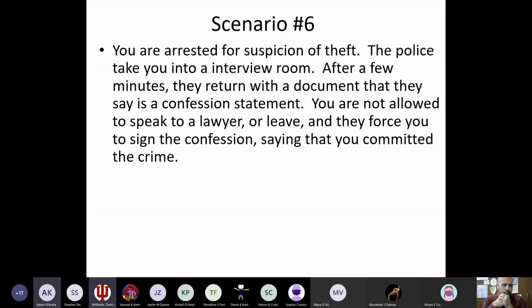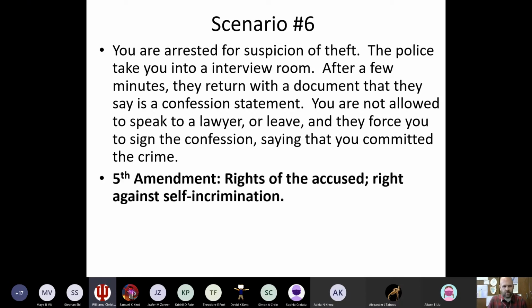Wouldn't it be Amendment 5, where it says nor shall be compelled in any criminal case to be a witness against himself? Yep. So in this circumstance, we have a situation where they're trying to get the person accused of the crime to admit the guilt and therefore incriminate themselves. If they're going to force you to sign a confession, they're violating your Fifth Amendment right against self-incrimination.